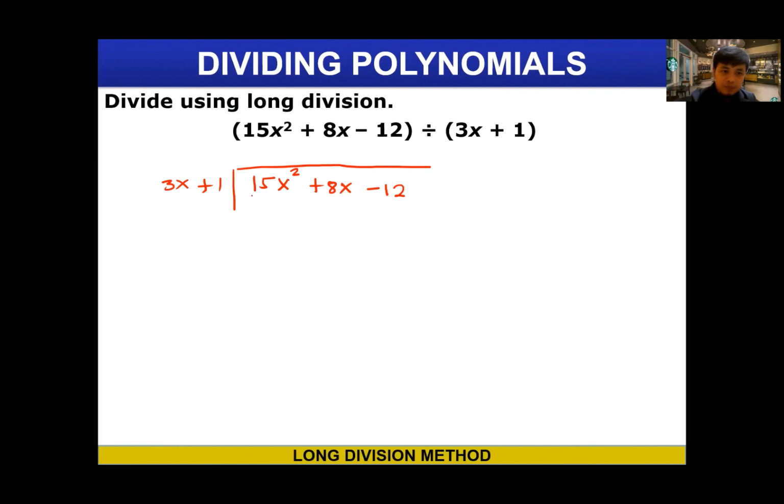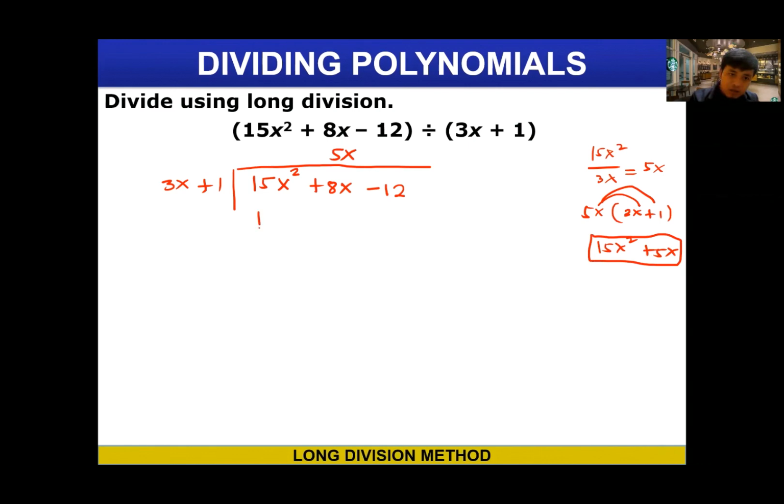Okay, again, divide first term by the first term. So 15x squared divided by 3x, it's going to be 5x. So 5x will be placed here, and then 5x will be multiplied here. So again, multiplied to all. So 5x times 3x plus 1. So multiply becomes 15x squared. Multiply, this becomes 5x. Now, we will write this part here. So 15x squared plus 5x.